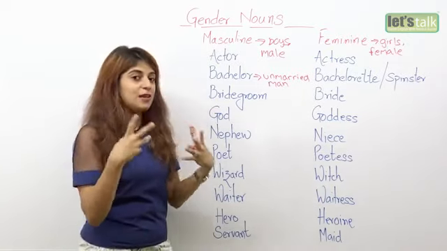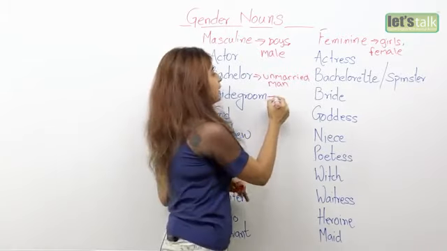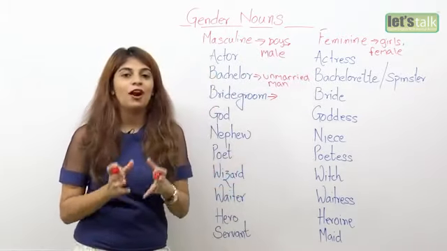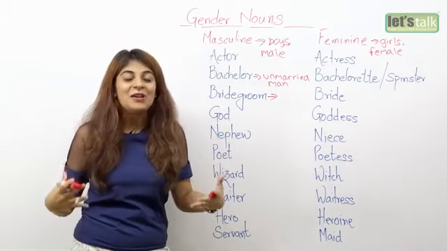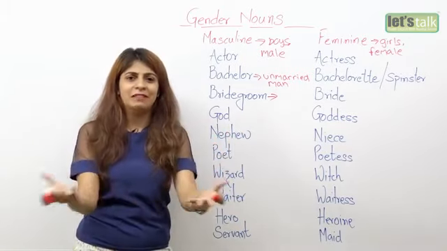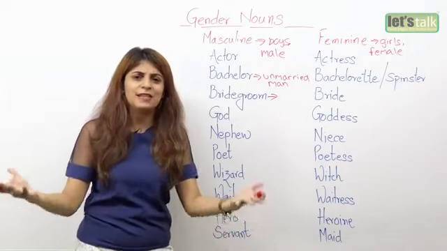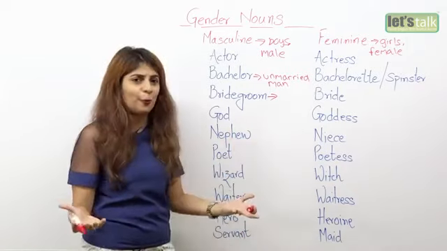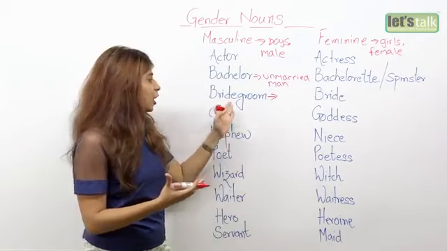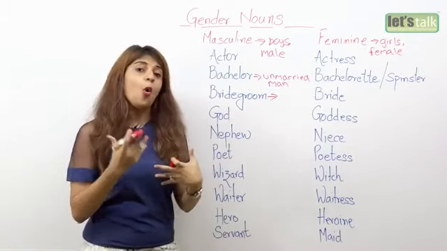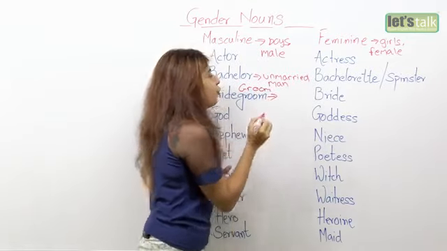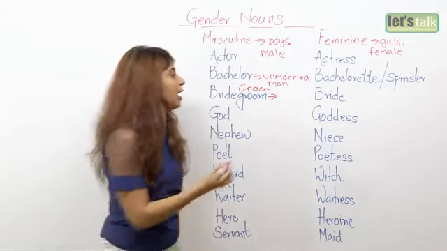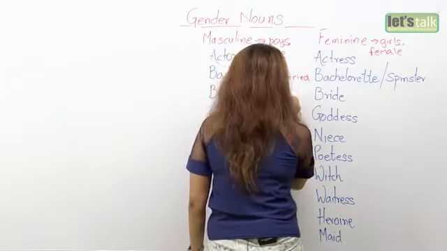So bridegroom is one word which is used for a man who is getting married. So the man who's getting married is the lucky one. Wow, he's getting married. He's the bridegroom. Now in English, you either call him bridegroom or you can also use just the term groom. He's the groom, okay? So the boy who's getting married.